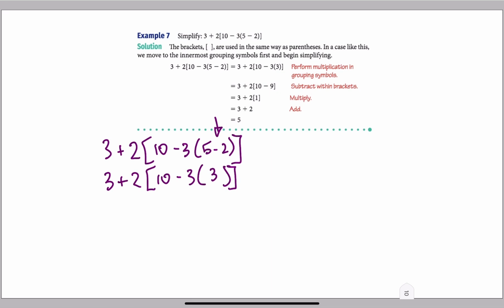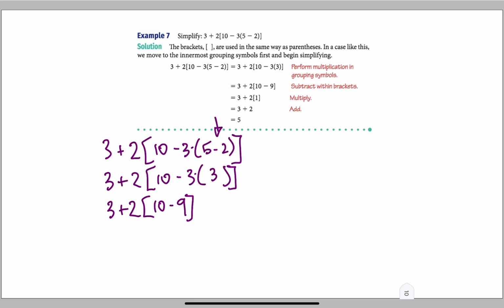So what are these parentheses showing me then? Why are they there? They're multiplication parentheses now. They're showing me that I also had to multiply this thing before I was done. So I'm still inside these brackets. What comes first, subtraction or multiplication? Multiplication is more powerful. So 3 plus 2 brackets, 10 minus 3 times 3, that's 9. Keep my bracket.